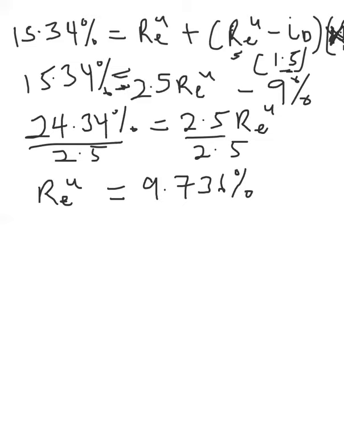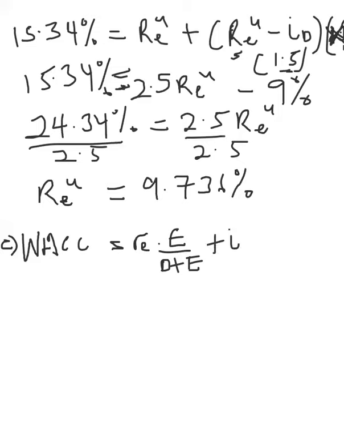Now with the C, what they are saying is, what is the company's weighted average cost of capital? So the C, the weighted average cost of capital. We said there's no tax, right? Because there's no tax, it's the same as RE multiplied by equity over debt plus equity, plus ID multiplied by debt over debt plus equity. Because there's no tax, this becomes the formula.